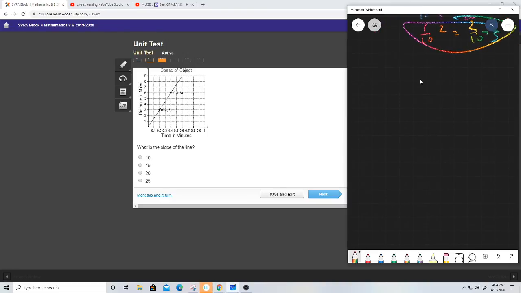So if we look at this, up 3, right 0.2. This means we are going to have to multiply top and bottom by 10. Or, if I move the decimal once here, I've got to move the decimal once here. That means 30 over 2. And then what is 30 divided by 2? 15.